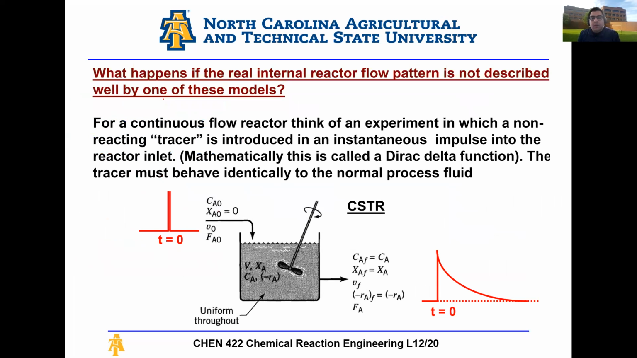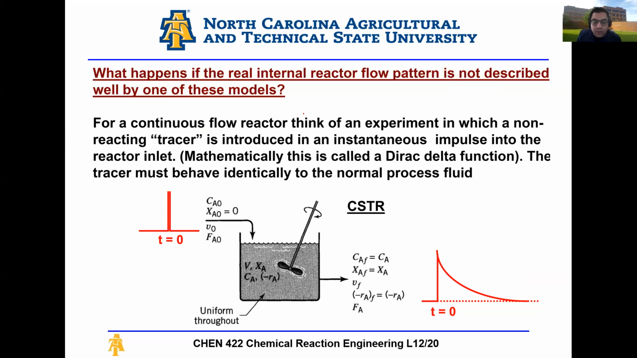Okay, so what happens if the real internal reactor flow pattern is not described well by one of these models? So you have some data from your reactor, you compare it to your ideal equation, you find out that it's not ideal, this was a typical case, and how can I quantify this non-ideality? And here we're talking within the scope of the residence time distribution.